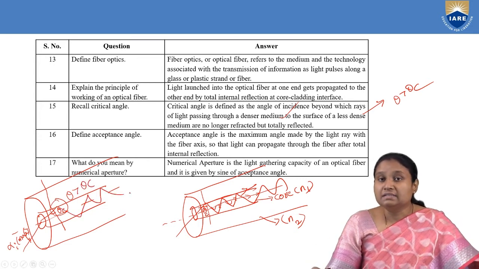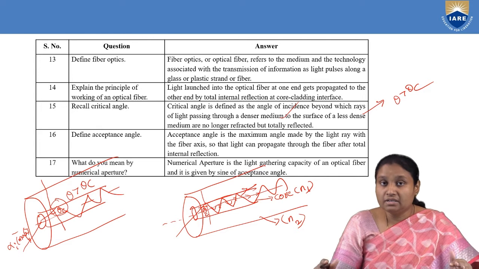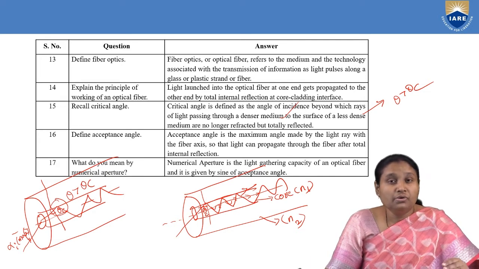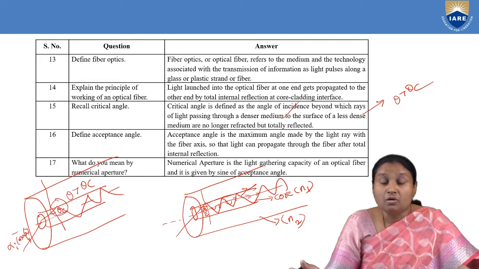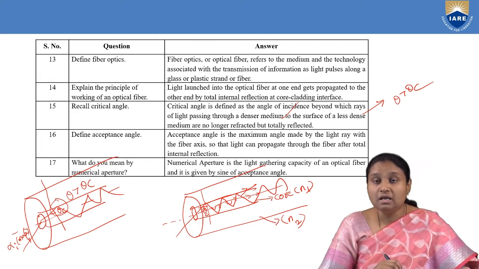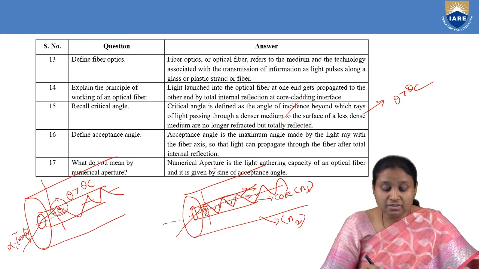So what is acceptance angle? It is the maximum angle of incidence for which a light ray enters the core and strikes the core-cladding interface at an angle equal to the critical angle, so that the light ray moves along the interface. So in order to have total internal reflection, our launching angle should be less than this maximum angle of incidence, called the acceptance angle. Then what is numerical aperture?